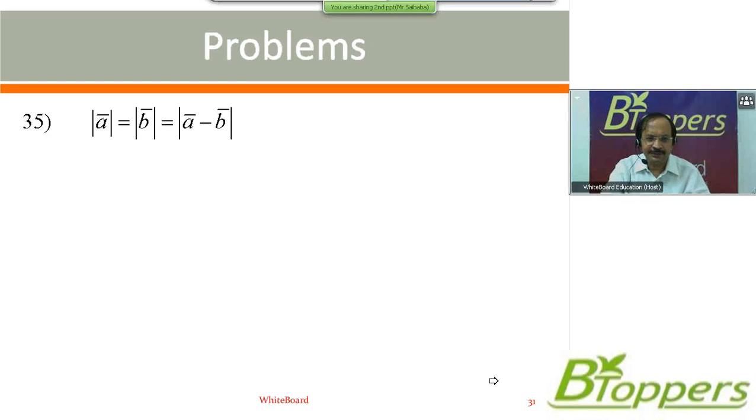Then see the next question, question number 35. In this question, you are given that magnitude of A bar is equal to mod of B bar, that is same as mod of A bar minus B bar. Come on, try this. If you want, take a pause and try the question.